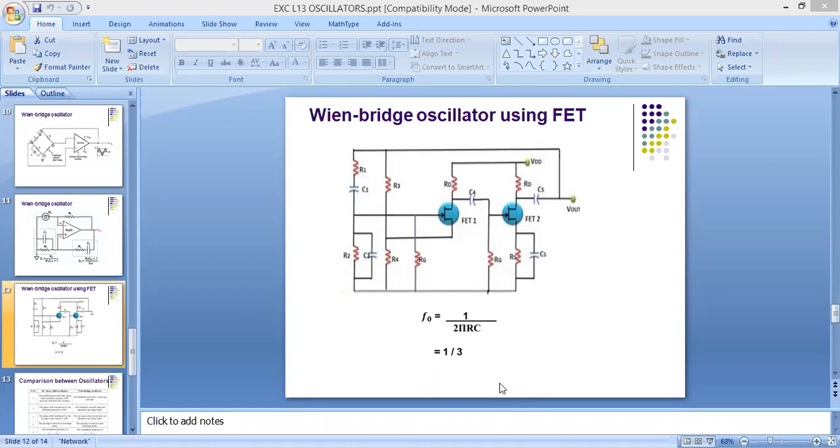What does the Barkhausen criteria say? A is nothing but the gain, into beta, which is the feedback factor, will have a value of unity. Unity means 1. So if we take gain as 3, we will get the value as 1. But unfortunately, it is difficult to get a gain of 3. So what can we do? To satisfy this condition, we can cascade FETs. That means we can take more than one FET amplifier, or an operational amplifier, as the amplifier.